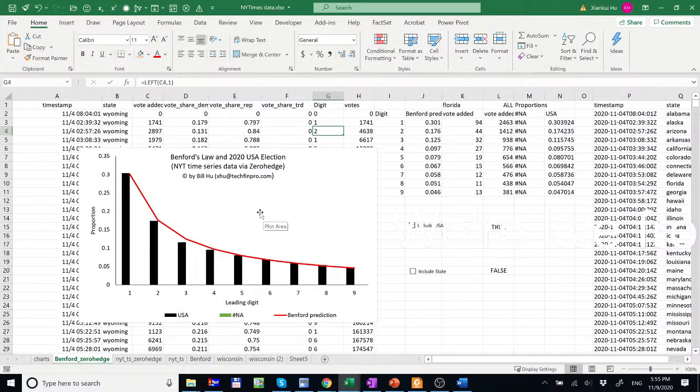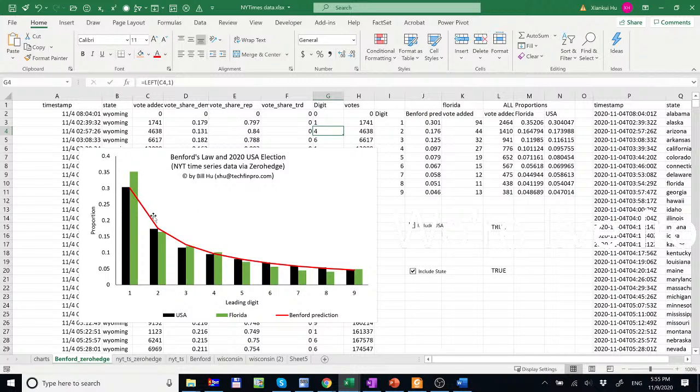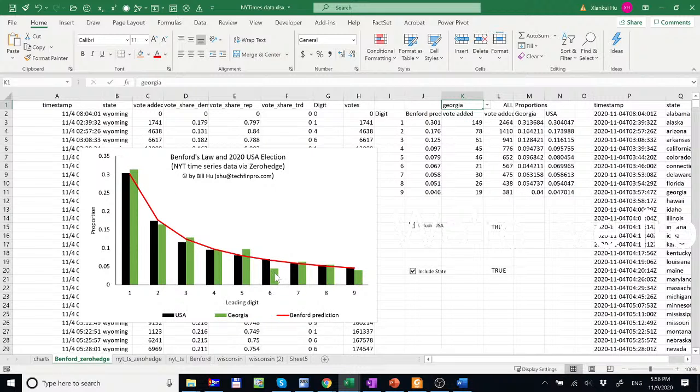Then we can dig deeper into the state level. Let's start with maybe Florida. We can see this green bar chart for Florida declines almost monotonously, so it fits quite well to Benford's law as well. Next, let's look at Georgia. For Georgia, I think just one or two data points deviate, but overall it fits well to Benford's law. Now let's look at Michigan. Michigan still fits pretty well to the curve. There are some deviations, and for these deviations, we need to look deeper if we want to.